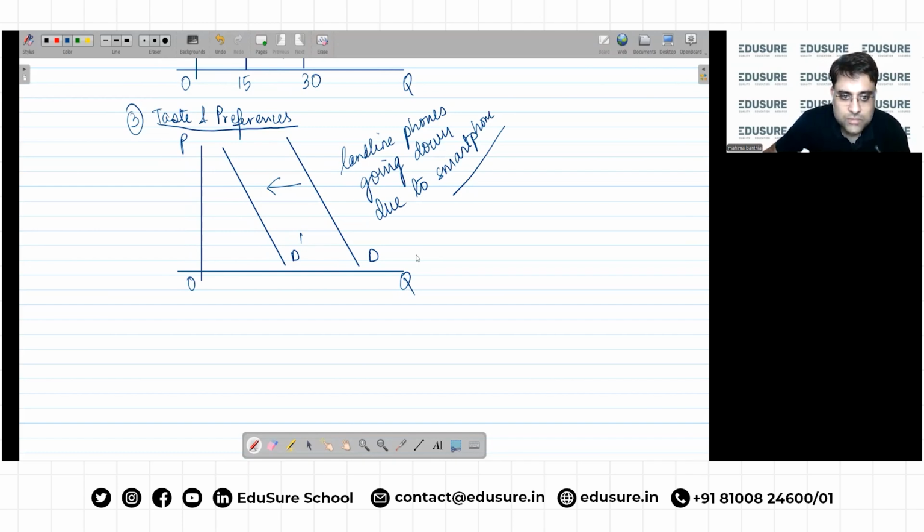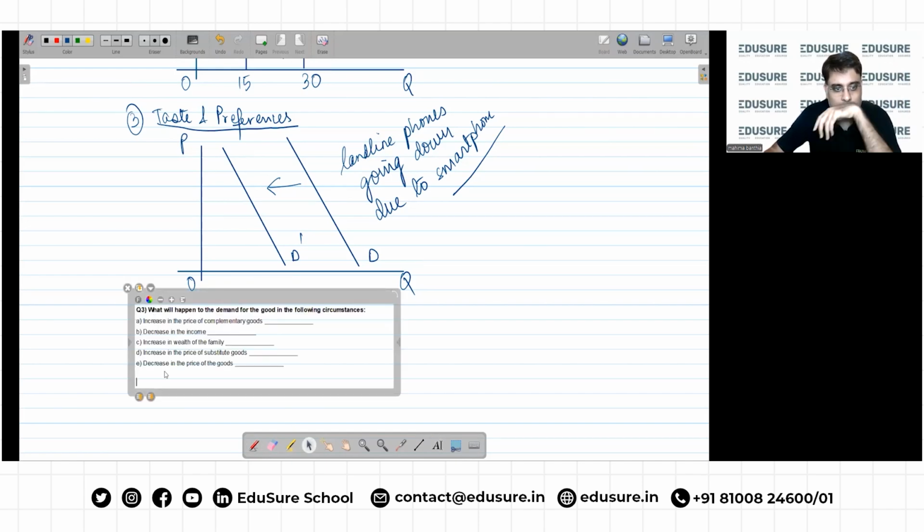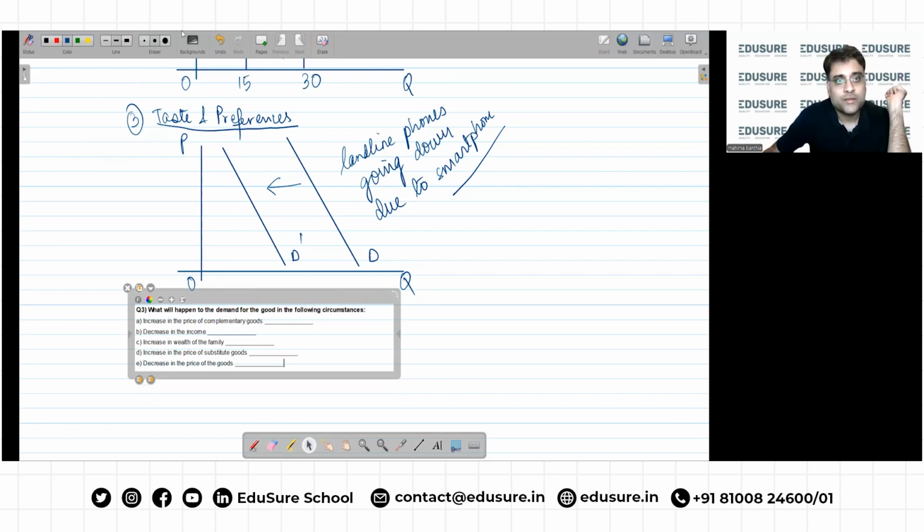Now it's a good idea to take a look at a few examples or a few questions. These are a few questions which should be seen. What will happen to the demand of the good in the following circumstances? An increase in the price of the complementary good, a decrease in income, increase in wealth of the family, increase in the price of the substitute good, decrease in the price of the good itself.